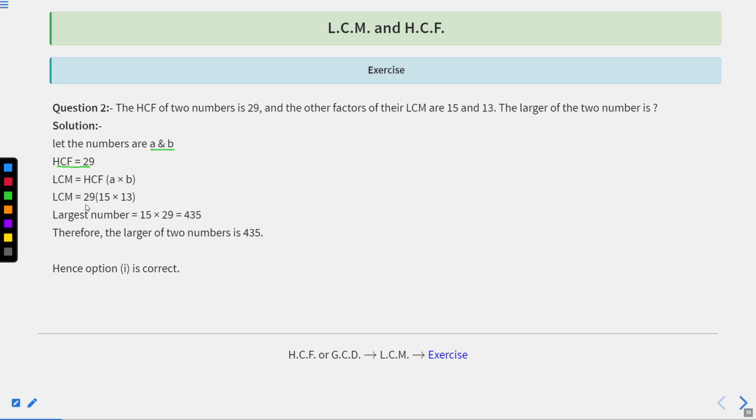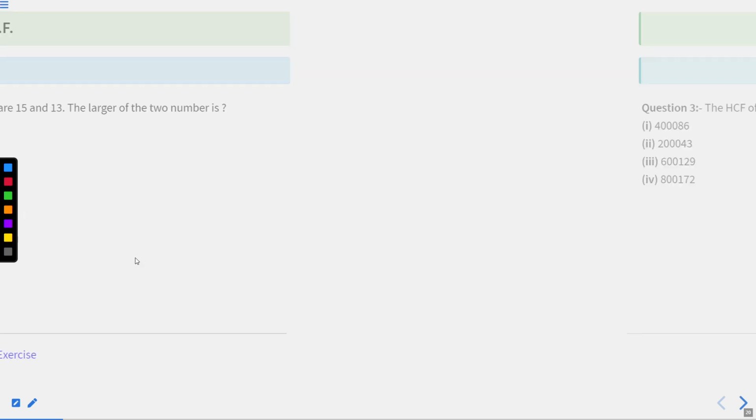So the LCM is equal to 29 into 15 into 13 because the product is known. So the largest number is equal to 15 into 29. That is equal to 435. Therefore, the larger of the two numbers is 435. The correct option here will be option number 1.